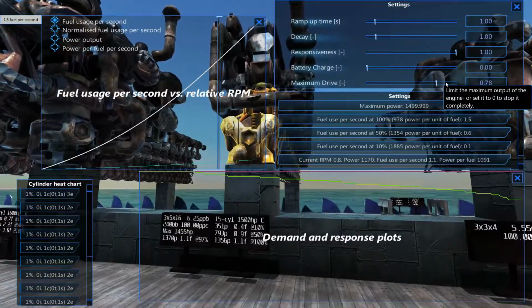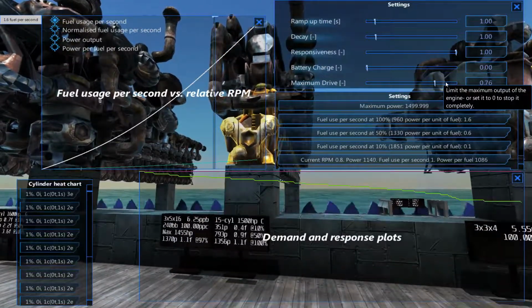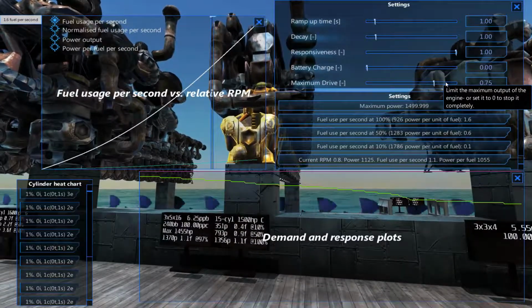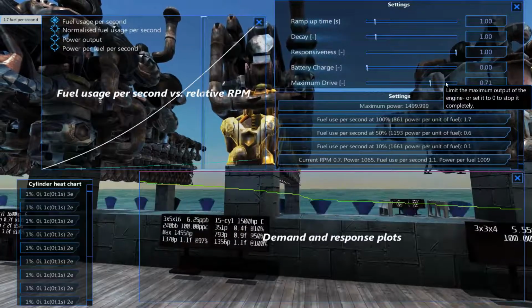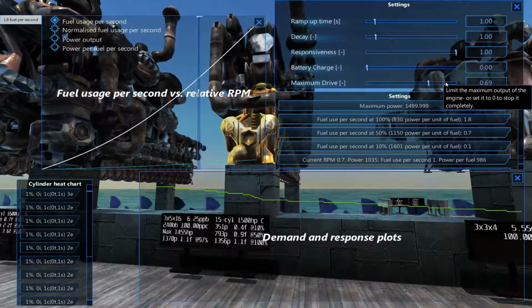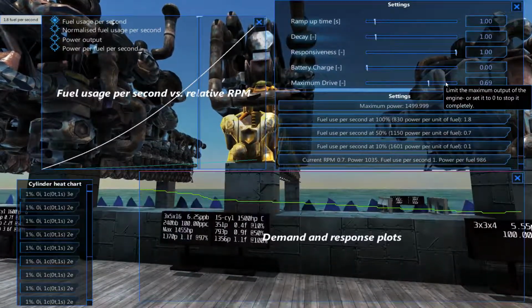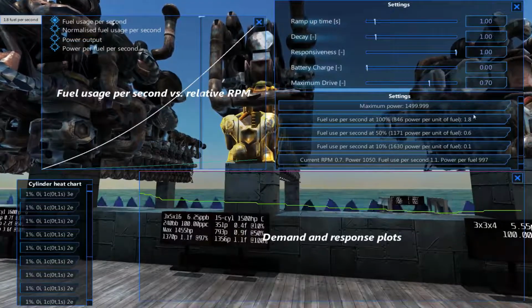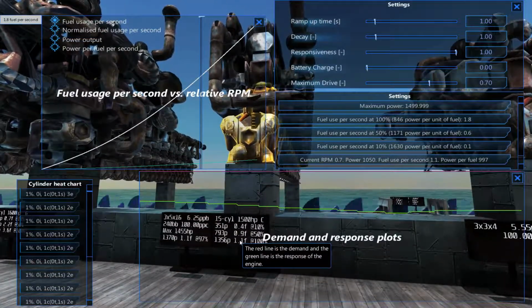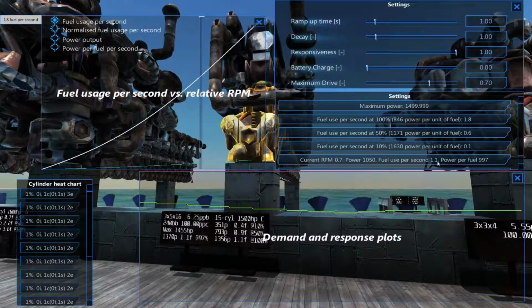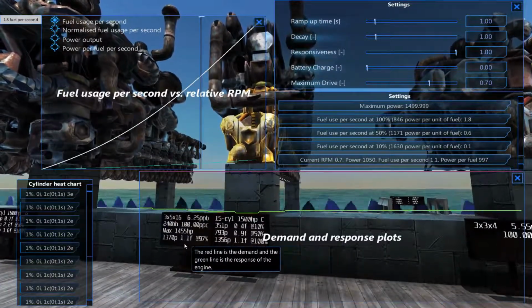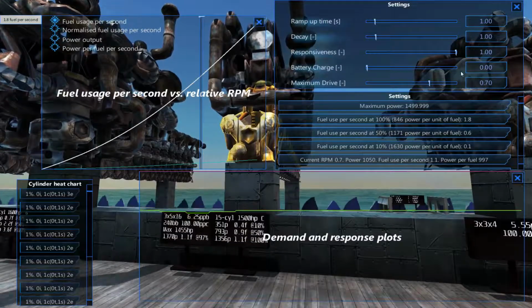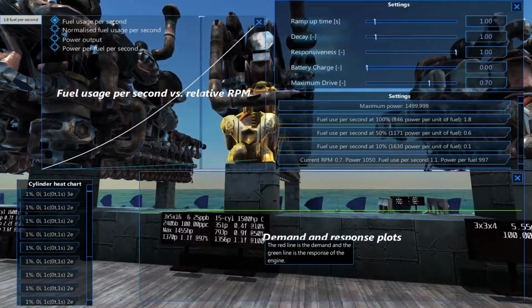I think it goes down to like 80. No, it's actually going down even further. This is a way more efficient motor. Okay, there we go. So at 70% to 100%, this motor still uses 1.1 fuel. But I'd still argue that at 70% I'm making 70% of the power.